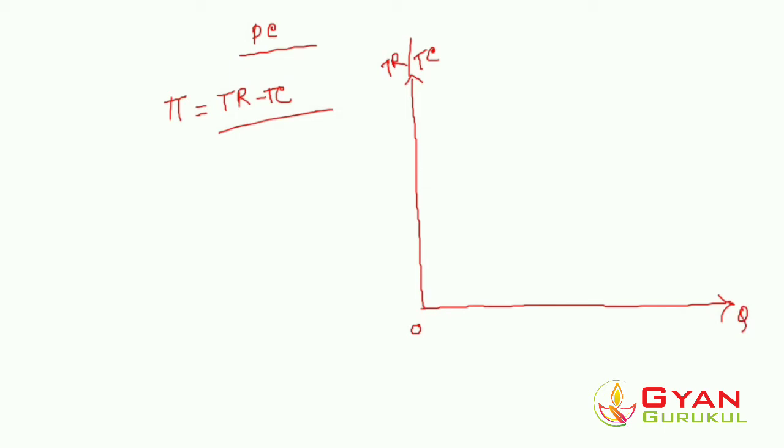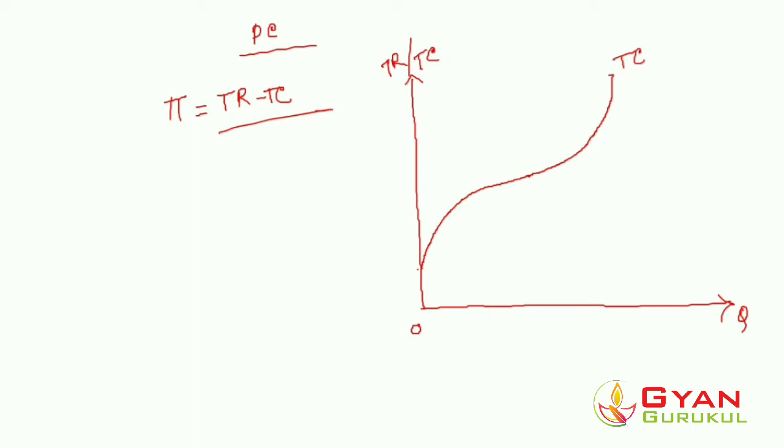Now we know the shape of total cost is like this. Initially it increases at a decreasing rate, then after some point, say here, it increases at an increasing rate. Clear? This is the total cost curve.